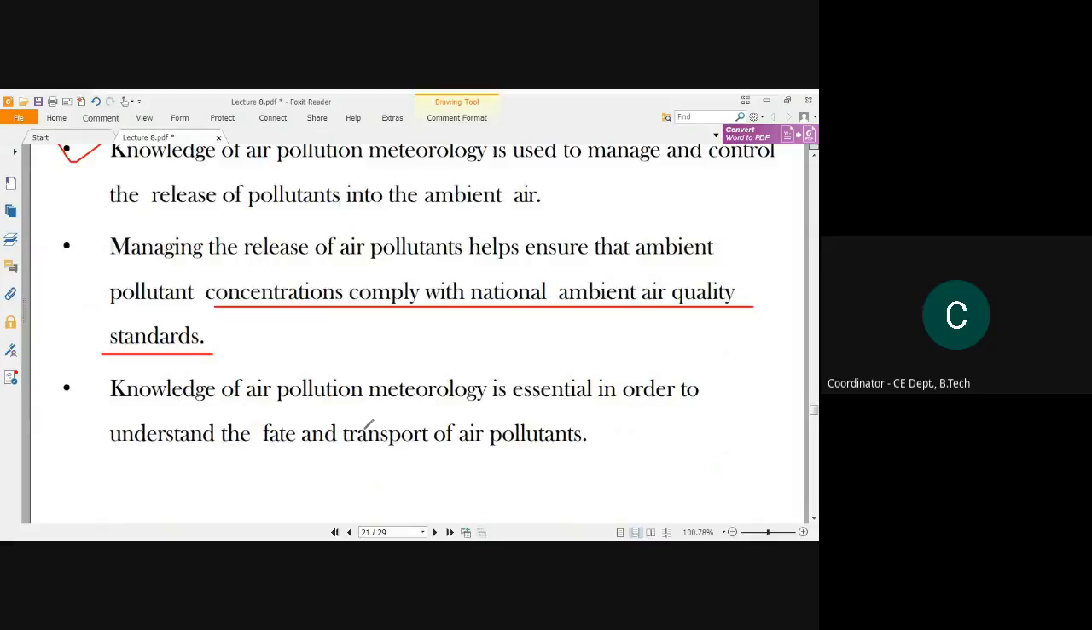So the knowledge of air pollution meteorology is essential in order to understand the fate and transport of air pollutants. From this study, we can analyze what it can do in the future. If you analyze the study at this moment, by predicting the amount of exposure to pollutants at a certain time, you can predict what it can cause in the next 2 hours or 3 hours or 1 week. So we can predict or analyze that as well from the present or the past data.